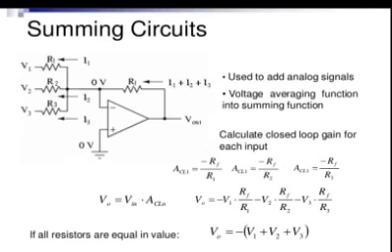If we connect them to the non-inverting terminal instead, at that time the formula will become V naught equal to the sum of voltages, that is V1 plus V2 plus V3. Now there is no negative sign.